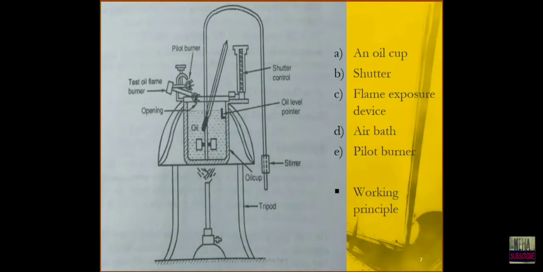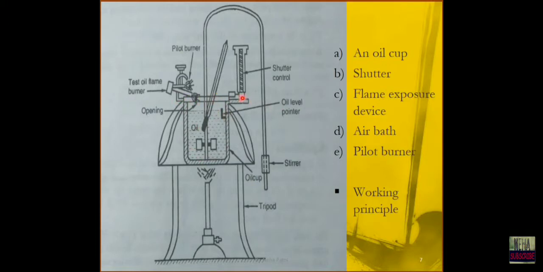Now coming to the closed cup method. In the previous video you saw that there was no lid at the top, while here you can see that this oil cup has a lid. So this is a closed cup method. Whenever you see a closed cup method, you have to fill the oil in this cup till this oil level point, and you have to cover it with a lid.